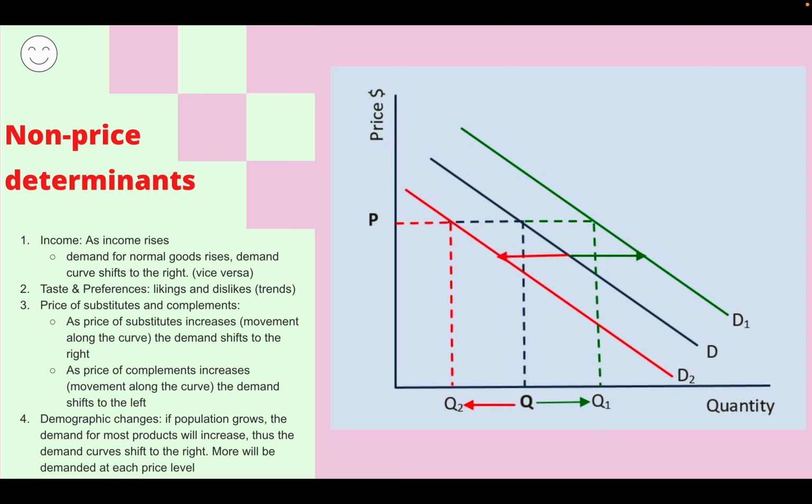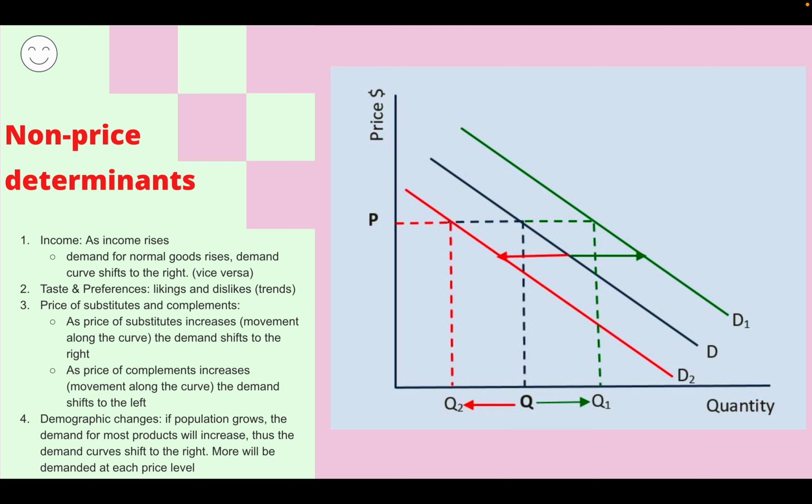Okay, let's move on. There's something called the non-price determinants. Some determinants are income, tastes and preferences, price of substitutes and complements, and demographic changes. Income, for example: if someone's income increases, they're willing and desire more products, because they're able to spend more money.